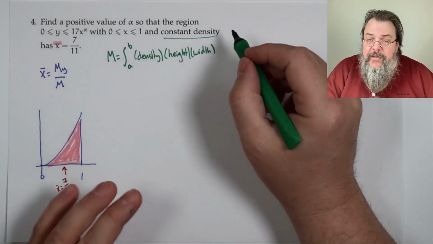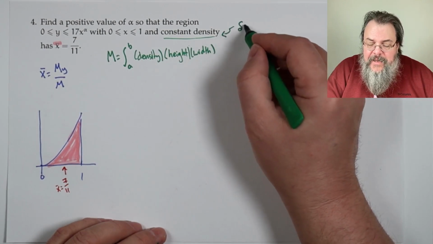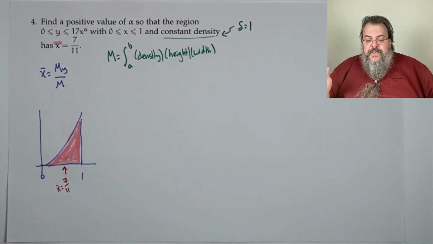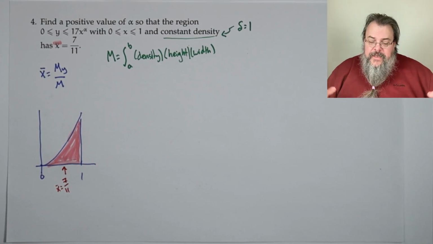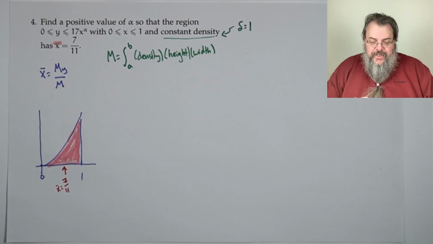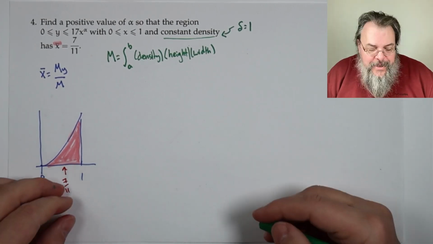So if it says constant density but doesn't tell you, you say, let's pick it. So we'll pick it to be 1. So constant density, if no other information is given, assume it to be 1. It turns out it won't make a difference. And I'll go ahead and spoil it.